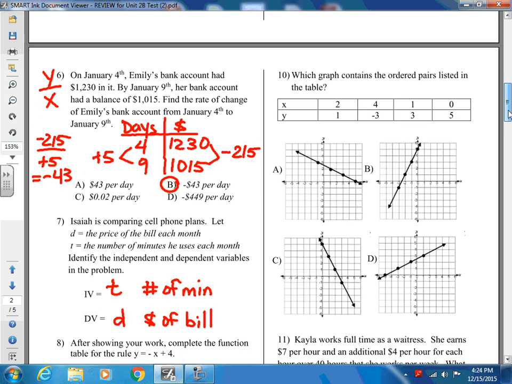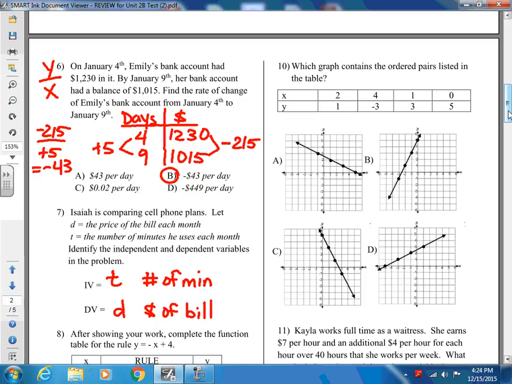Right. For number 10, it's asking you which graph contains all the ordered pairs in the table. So start with the first one and rule out the ones that don't have it. We want positive 2, positive 1 to show up. So in letter A, if I go over 2, up 1, that's not on the line. A's out. For letter B, if I go over 2, up 1, again, not on the line. B's out. Letter C, if I go over 2, up 1, C's a possibility. For D, go over 2 and up 1, D is not a possibility. So just by checking that first ordered pair, C is the right graph.